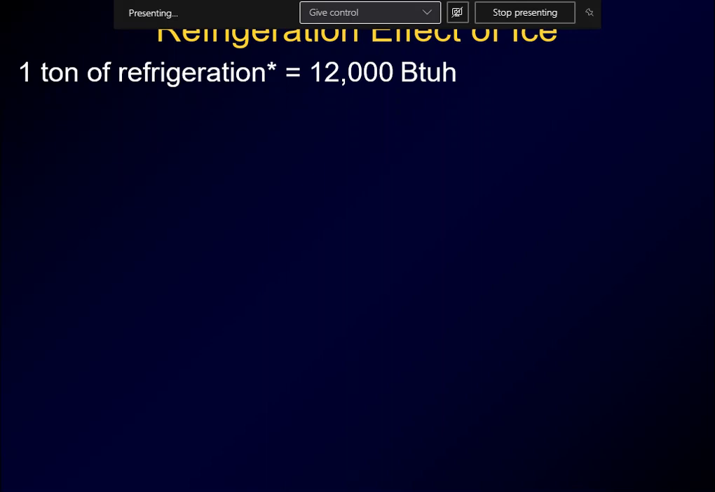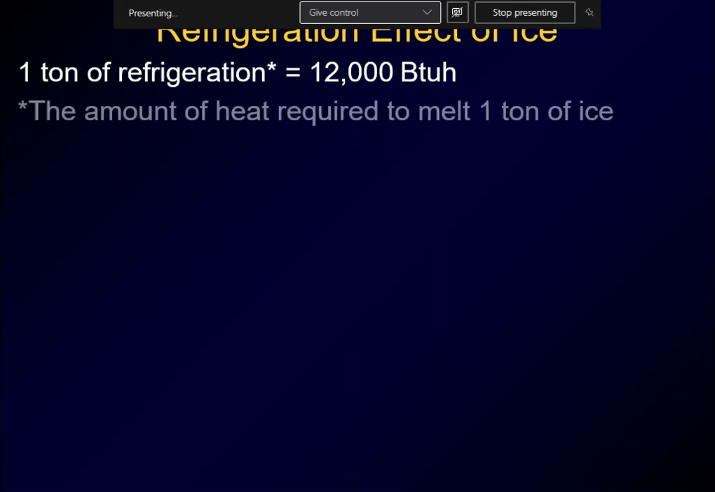So, what does that mean? Well, if air conditioning is the process of moving heat, and BTUs measures a quantity of heat, then 12,000 BTUs per hour is equal to 1 ton of refrigeration. Now, what does that mean? Where does that come from? Well, here's where it comes from.